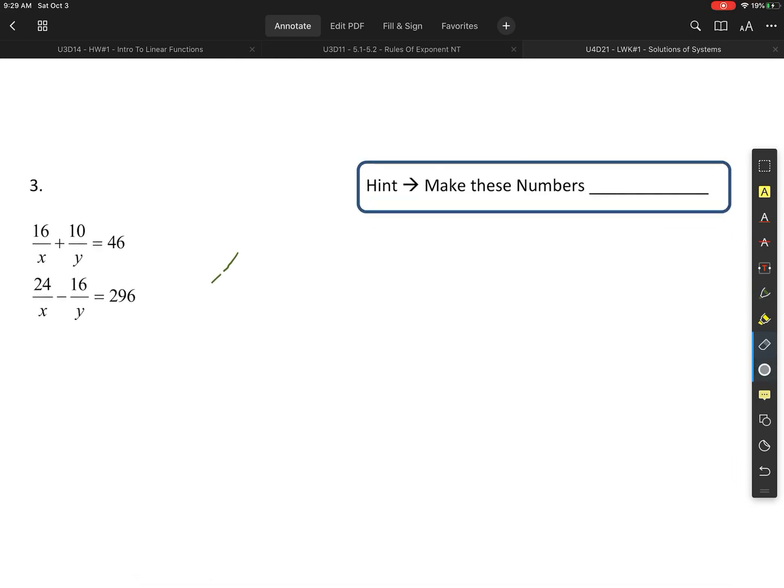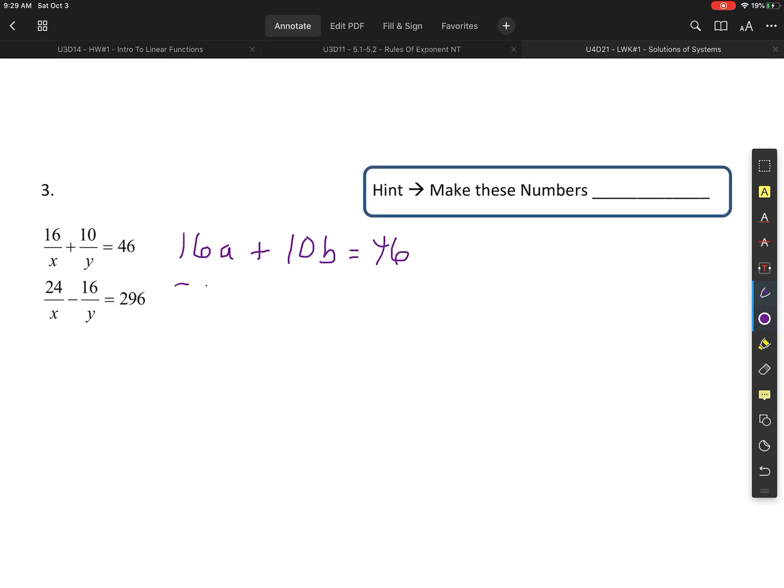All right, last one, hardest one, combo, a lot going on here. So right away, I see this, I'm making this into 16a plus 10b equals 46. I'm also making it 24a minus 16b equals 296. So that's the first way to help us out.